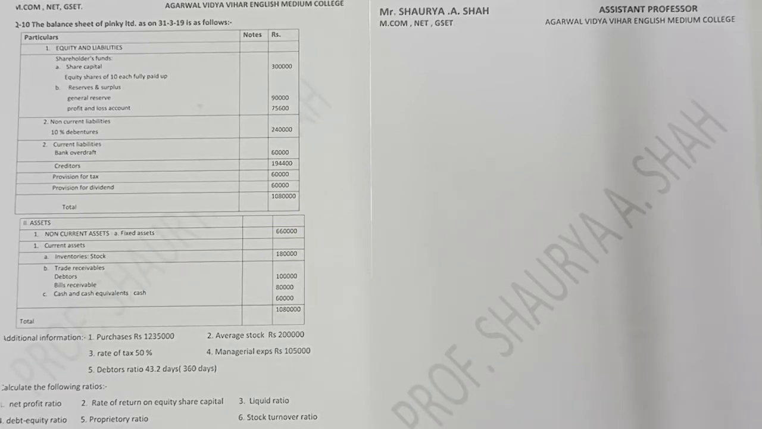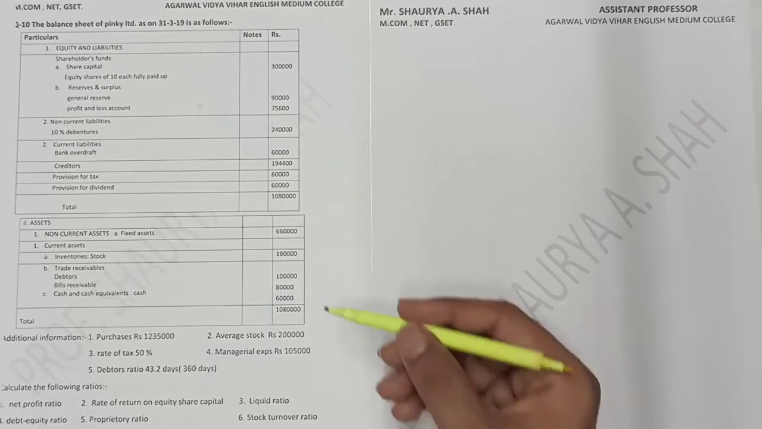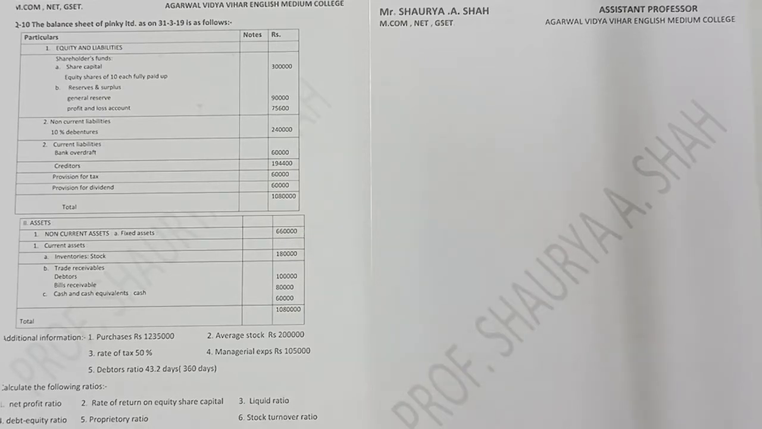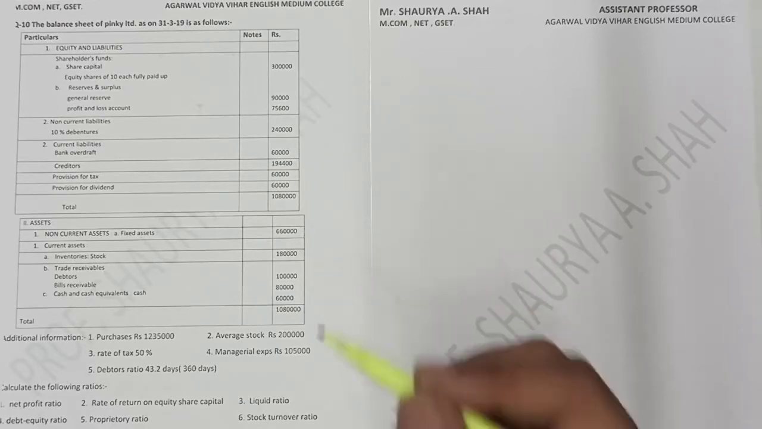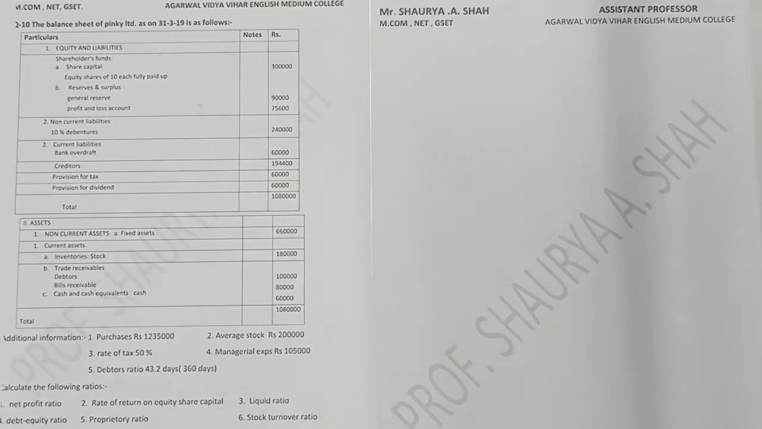So a very limited liability side is given, under which you are having owner's fund and then you are having current liabilities. On the asset side, you have been given fixed assets of 6,60,000. Stock is 1,80,000. Then debtors, bills receivable and cash are given. So what is the sum all about? What have they asked? Some additional information is given that you need to see. Purchases is given as 12,35,000. Average stock is given.